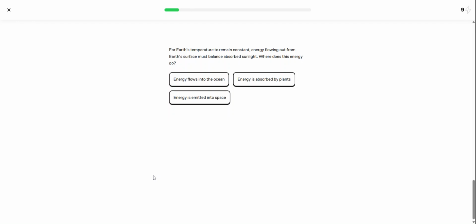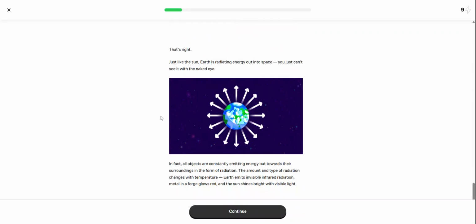For Earth's temperature to remain constant, energy flowing out from Earth's surface must balance absorbed sunlight. Where does this energy go? Let's see. It cannot be flowing into the ocean or absorbed by plants. Emitted into space should be the answer. That's right. Just like the sun, Earth is radiating energy out into space. You just can't see it with the naked eye.